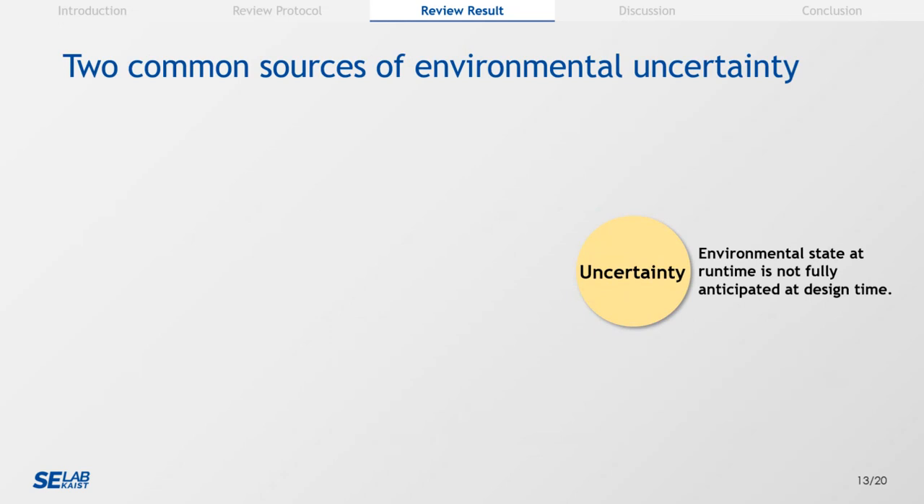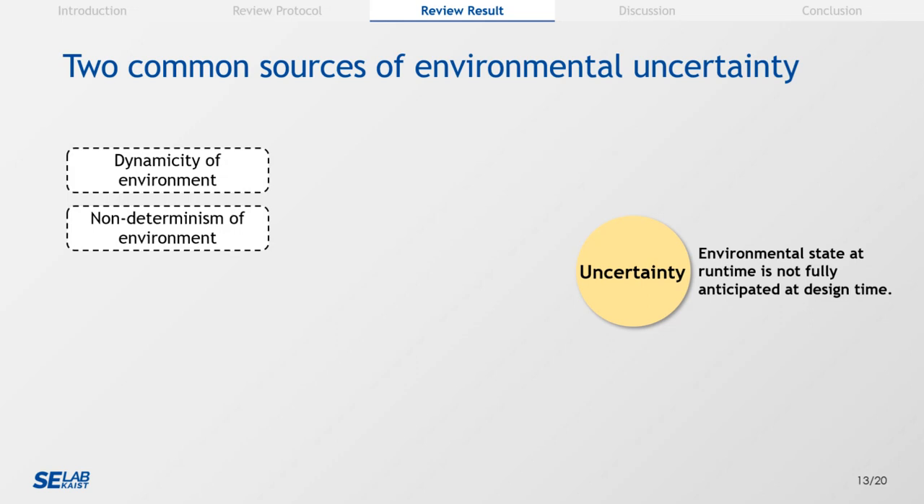In Arc 2, we examine the core reasons why environmental uncertainty appears. When researchers propose their approaches to handle environmental uncertainty, the environmental uncertainty has diverse meanings. Some say environmental state is fluctuating and the environment is dynamic. Others say environmental state is probabilistic or non-deterministic. Because of these reasons, the environmental state at runtime cannot be predicted. So the environment becomes uncertain.